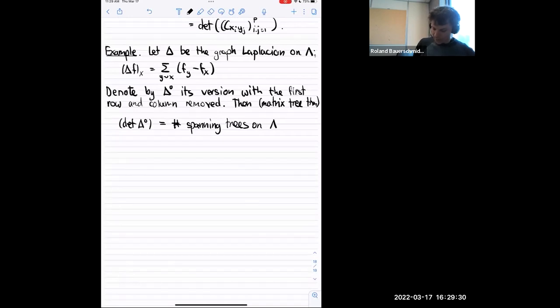If you're not interested in this example, it's just a quick example. I just want to exemplify that it does describe interesting things as well. And this is maybe the simplest one you could give. So the determinant just counts the number of spanning trees. This is Kirchhoff, 18 something, I guess.